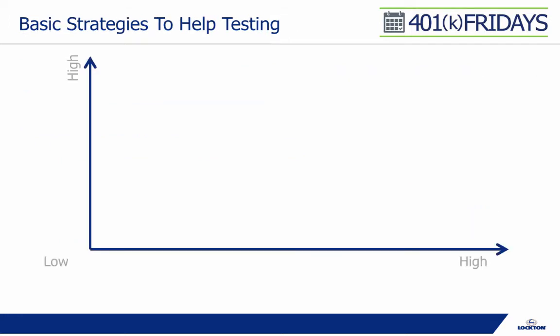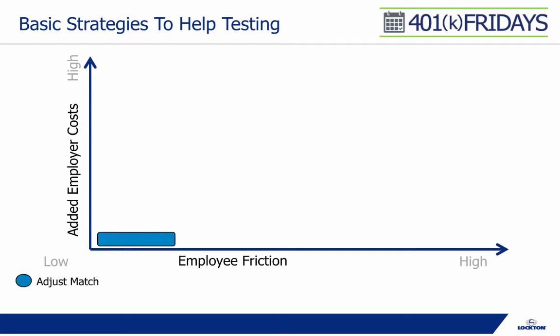When we have clients that are failing discrimination testing, we try to help them look at some basic strategies to help improve their results on a go-forward basis. As with any strategy, it's going to come down to a couple different elements. One is going to be, will it add employer costs? And number two will be, how much employee friction is involved in this particular strategy? So one of the first things we look at is for our clients who offer a match and are still failing testing, is there a way that we could adjust the level or the target of that match to help improve testing results?